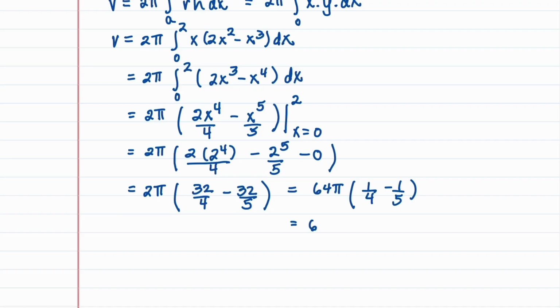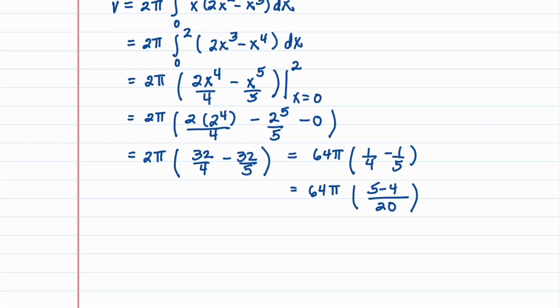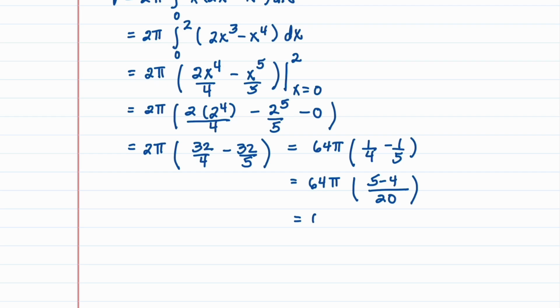We will get a common denominator of 20. And then we get 5 minus 4 on top. So this is 64 pi over 20, and each number is divisible by 4. So this gives us an answer of 16 pi over 5. Our volume then is equal to 16 pi over 5.